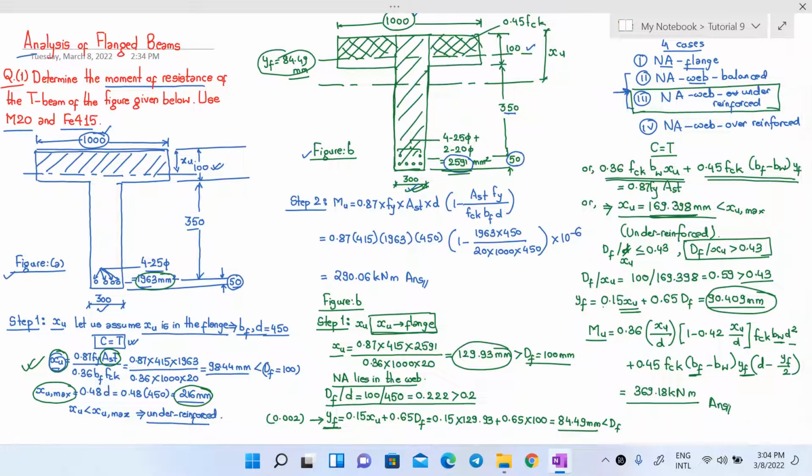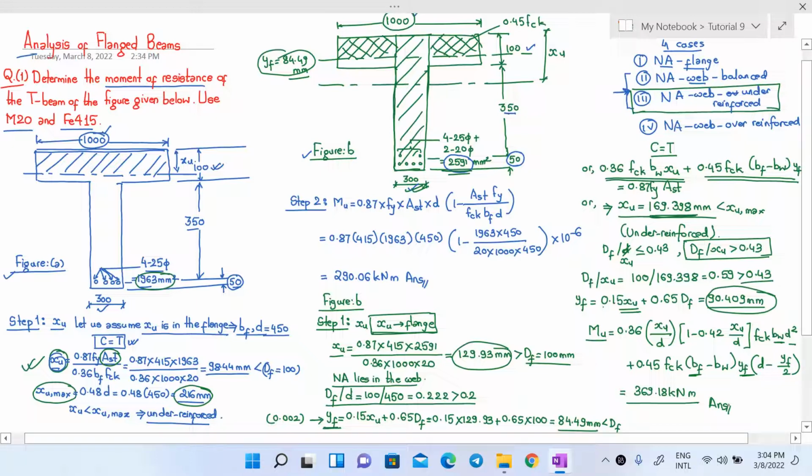So what we did in this video lecture was we determined the moment of resistance of the two T-beams shown in our figure. The T-beams had all the same dimensions except the area of steel reinforcement, which is different for these two sections. In our first case, the depth of neutral axis lied in the flange of the beam, so it was our simplest case. We just determined the depth of the neutral axis.